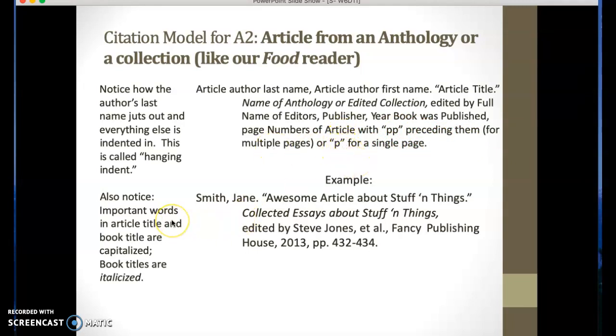So here's an example of that. They filled out all of these things that are listed up here. I also want you to notice that important words in article titles and book titles are capitalized, and book titles are italicized. So "Awesome Article About Stuff and Things," all of those letters are capitalized there, and then this is italicized.